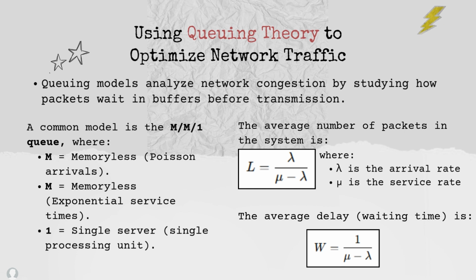So the real-world application of this queuing theory can be applied in traffic engineering to prevent bottlenecks in data flow. It can also be used in network optimization for load balancing and congestion control, and it is also used in cloud computing to allocate resources dynamically based on demand.